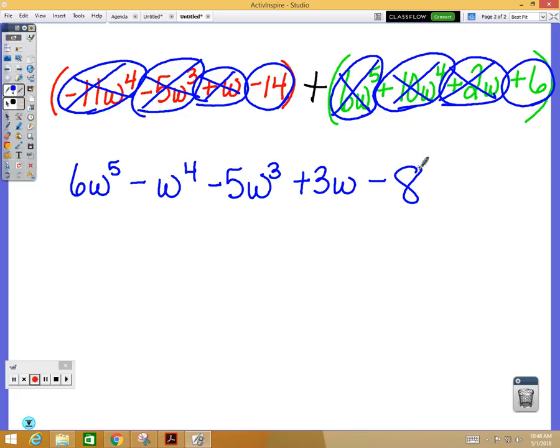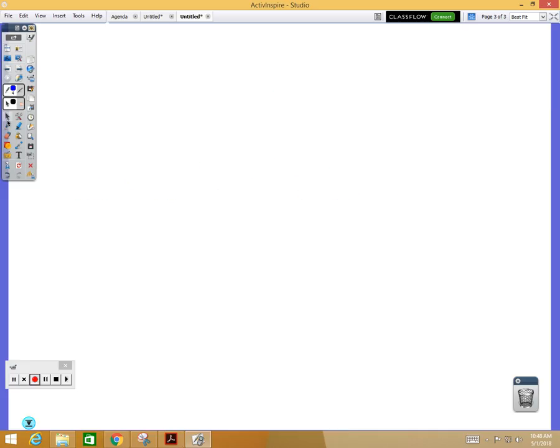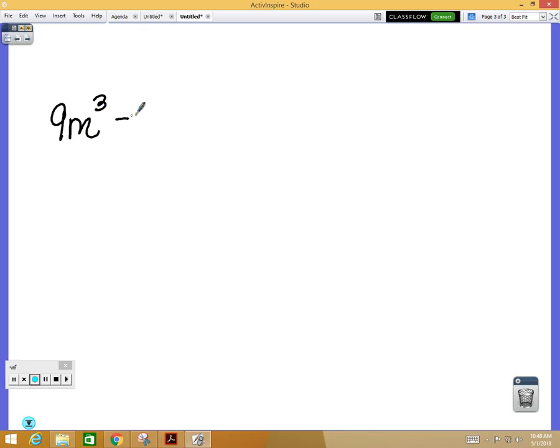Okay, so let me write a polynomial up here, and then you do what we just did, all right? I would like for you to add these two. Yes, I'm going to do parentheses around it, and these parentheses are going to be important when we get to the subtraction problems.